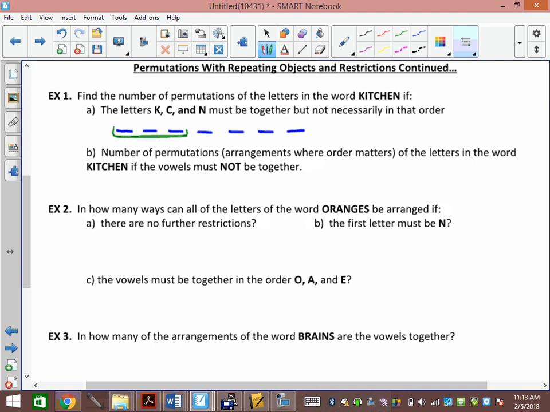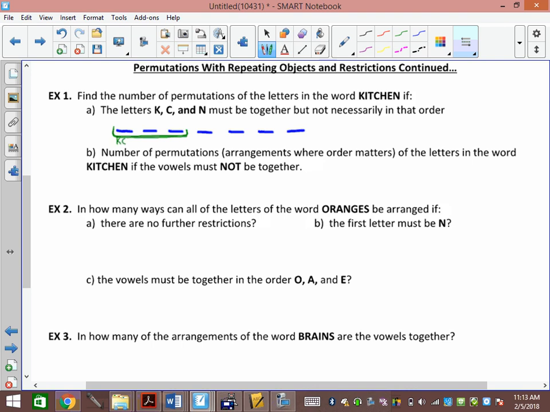because they have to remain together no matter what. Right? Now, those blanks can hold K, C, or N. Correct? It could be K, C, N. It could be C, K, N. It could be N, C, K. It could be N, K, C. Right? Any order. Coming up with all the different orders would be painful. So the best way to do it is just write it like we did before.